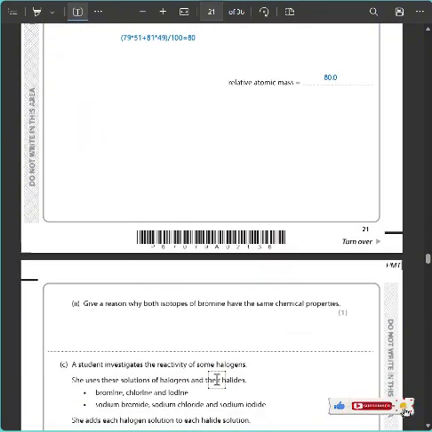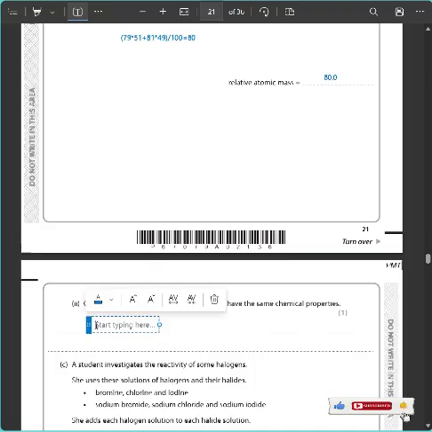Give a reason why both isotopes of bromine have the same chemical properties. Because they have the same electronic configuration.